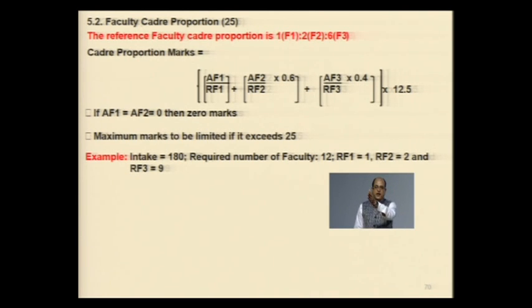AF2 by RF2 is typically for associate professor, and AF3 by RF3 is for assistant professor. So there is 60% weightage to associate professor and 40% weightage to assistant professor. If a program is complying with the ratios as mentioned here, then you will see that the program will get the full 25 marks, because 1 plus 0.6 plus 0.4 gives 2, and 2 into 12.5 gives the full marks.